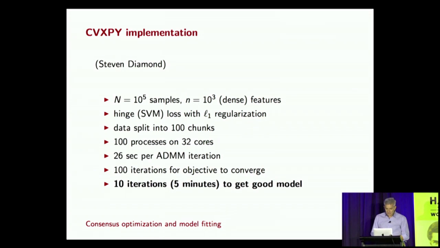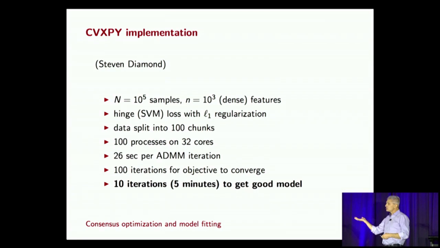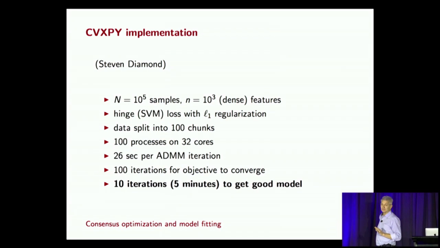Okay. So now we're going to look at a CVXPY implementation. This is done by Stephen. And again, it's not a huge problem by any means, but it's not small either. We're going to take a dense SVM problem, split it into 100 chunks, and run this on 100 processes on 32 cores, and it takes a while. For the objective to converge, it actually takes 100 iterations, but what's really cool is it takes only 10 iterations before you get a good model, right?